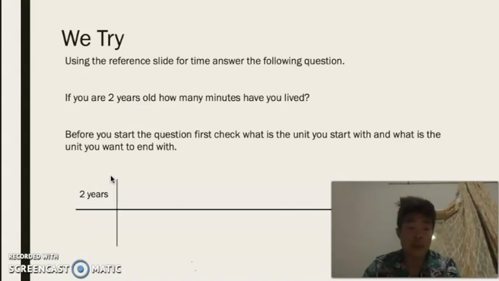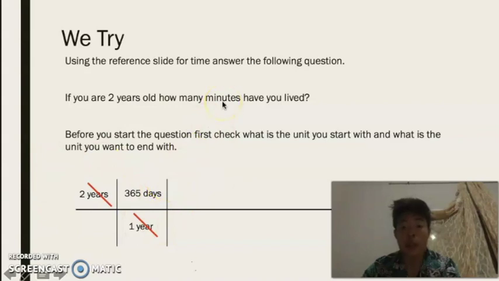So we know that in 1 year, there are 365 days. Because of this, we can cancel out the unit years with this unit years so that we are now remaining with the unit days. Now, yet again, we have the unit days, but we want to get to the unit minutes. We do not have a conversion factor that goes straight from days to minutes. So what we want to do is get closer to the unit that we're going for, which is minutes.